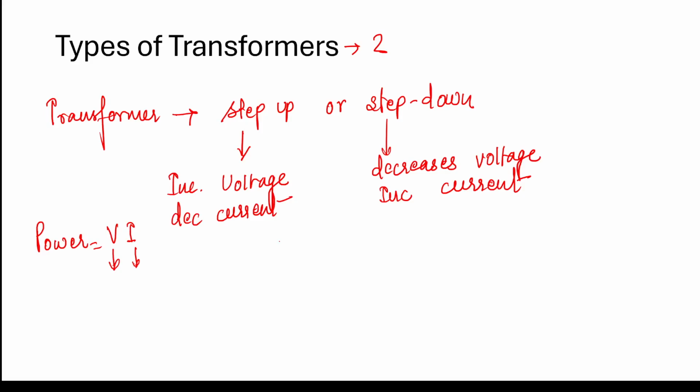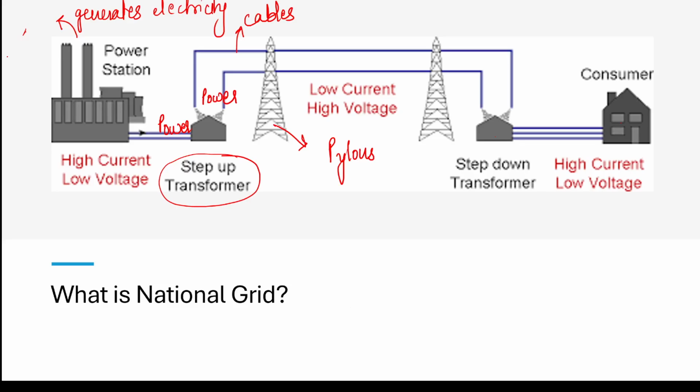Now, the question that you need to know: what remains constant in a transformer? Whatever power goes in, the same power comes out. Whatever power goes into a step down transformer, the same power comes out. Again, we're assuming that there are no losses. So if the power is constant, a step up transformer increases voltage and decreases current. A step down decreases voltage and increases current.